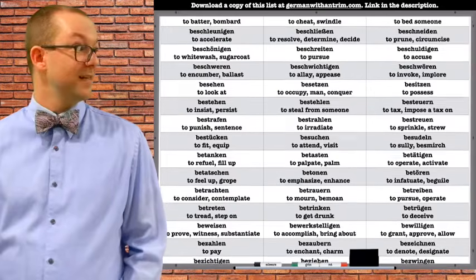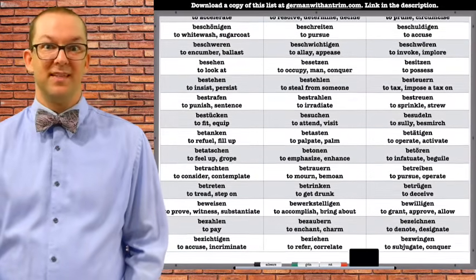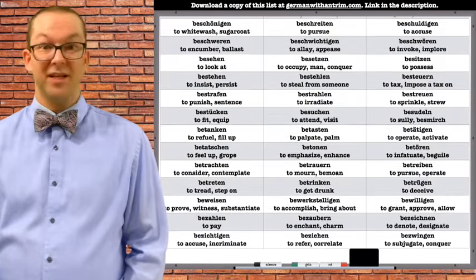Is that thing still going? Wow, there really are a lot of verbs that take this prefix. I mean, like a lot of them.